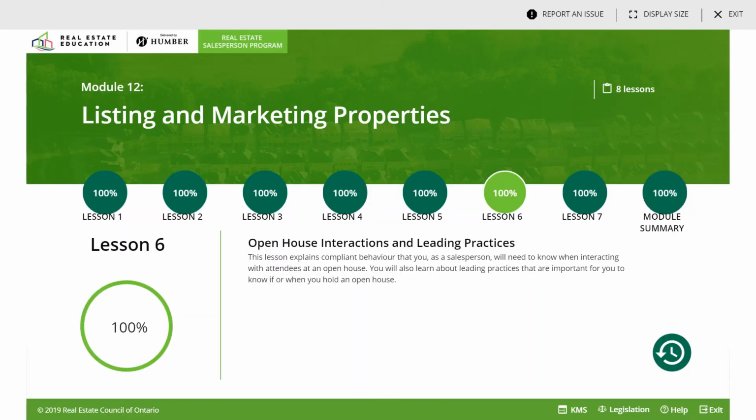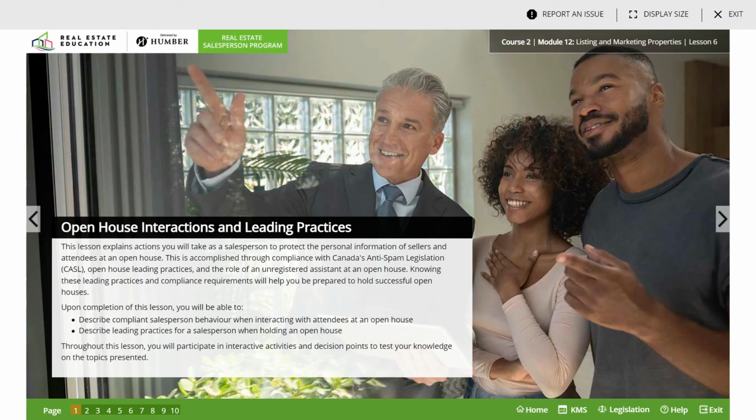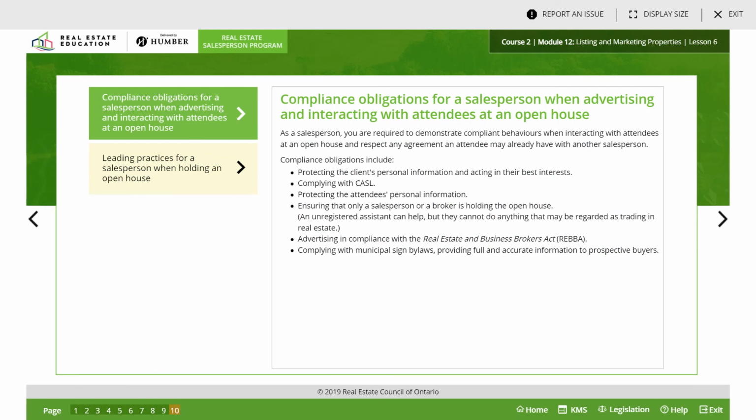Makes sense. That was lesson 5, pretty short and easy. Lesson 6 talks about open house interactions and leading practices.